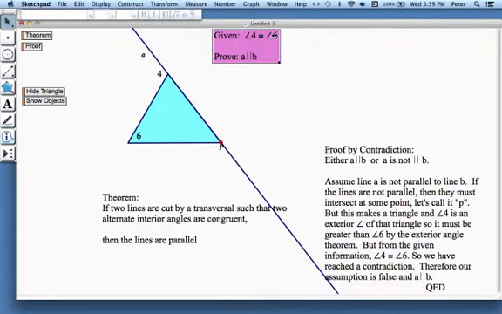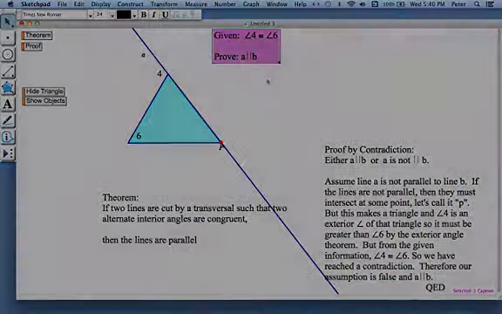But the givens say that angle 4 is congruent to angle 6. So we've reached a contradiction. Therefore, our assumption is false, and line A must be parallel to line B, which is what was supposed to be proven. Okay, let's take one more look at how we can extend this theorem to include other types of angles, like alternate exterior angles and corresponding angles. And we will be able to prove that lines are parallel with a lot more tools.